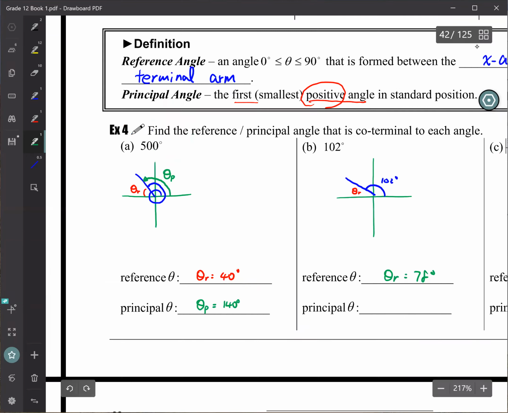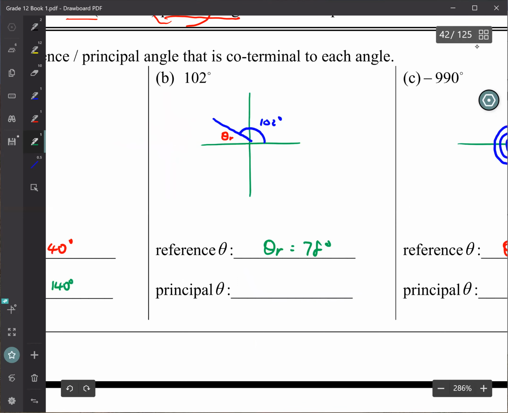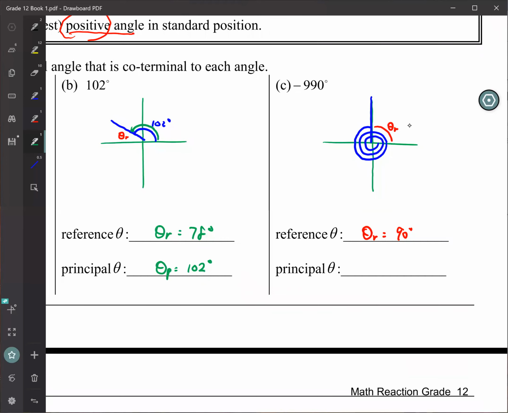So what's the principal angle for this one? Irae? 102. Yep, this one will be 102. So 102 degrees, the same as the question, right? That's possible. Sometimes the answer is the question. Okay, next one. What's the principal angle?